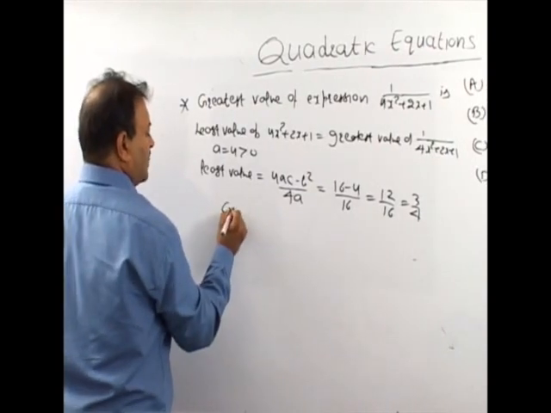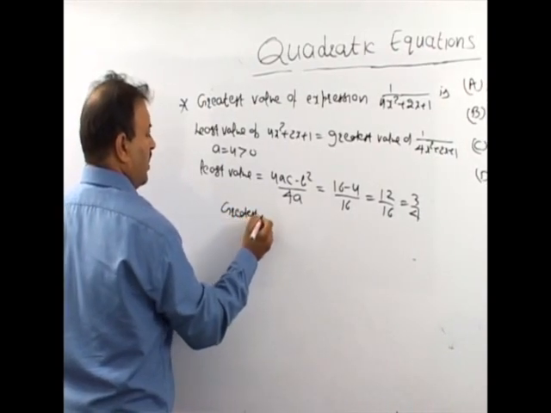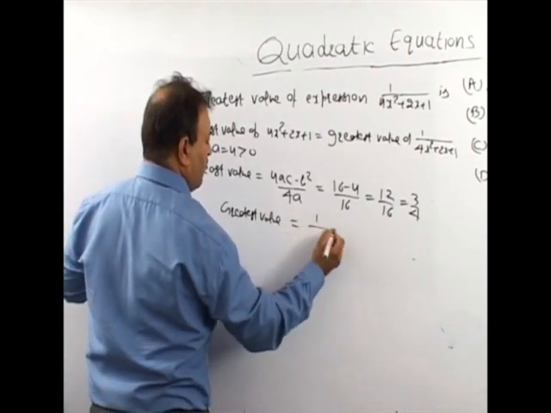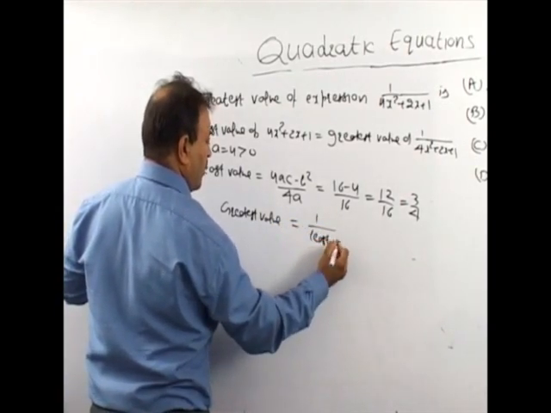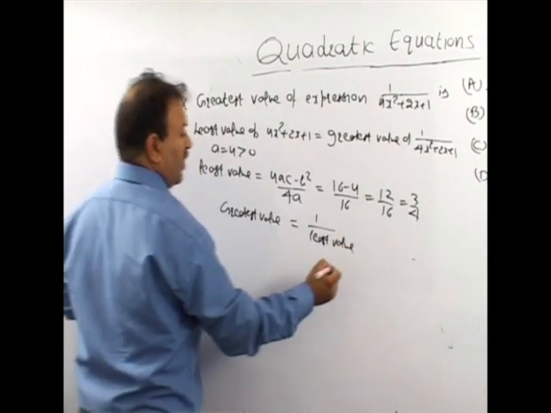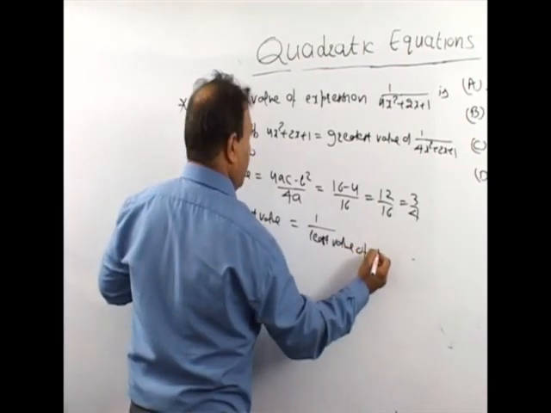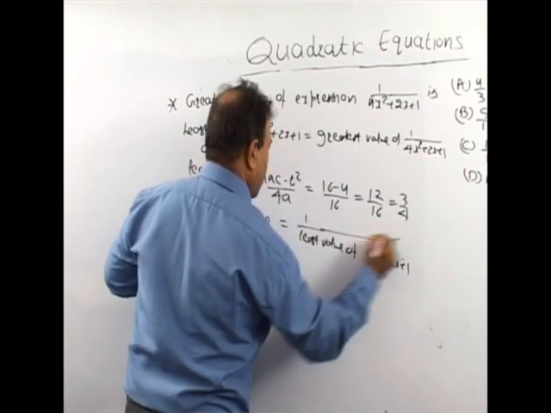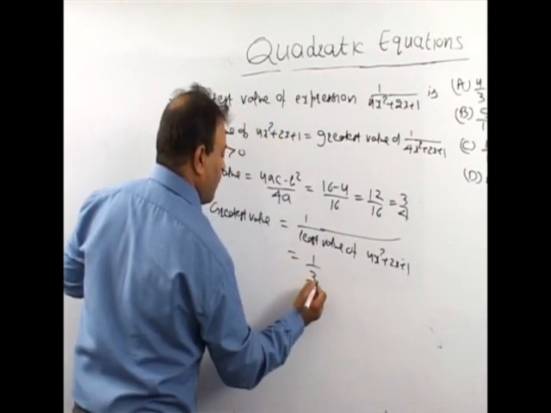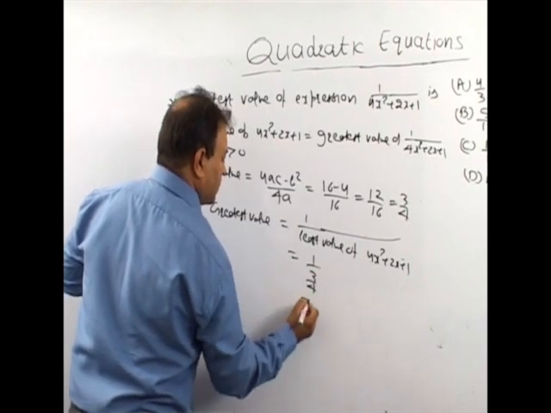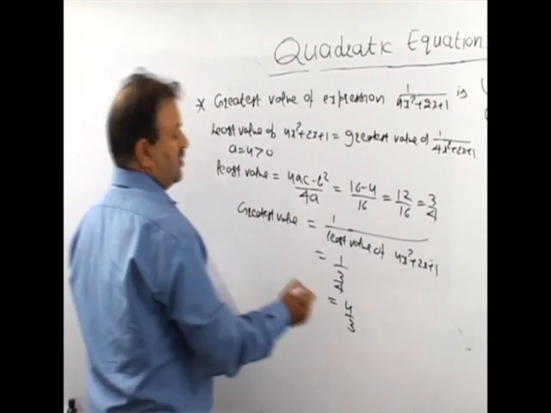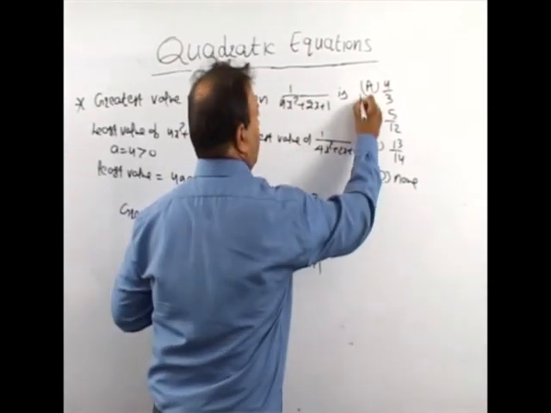Then greatest value is equal to 1 upon least value of 4x square plus 2x plus 1. That means 1 upon 3 by 4. This comes out to be 4 by 3. So greatest value of this expression is 4 by 3. So right option is A.